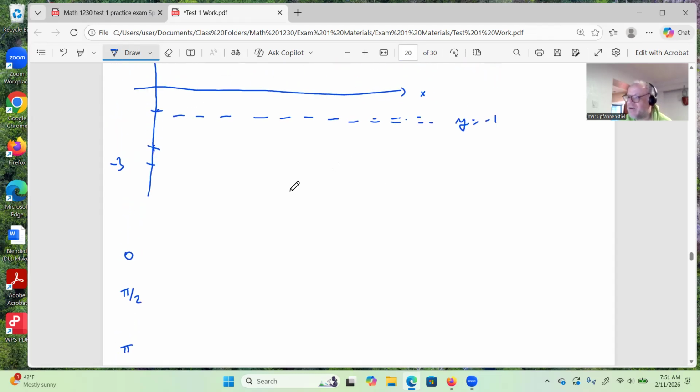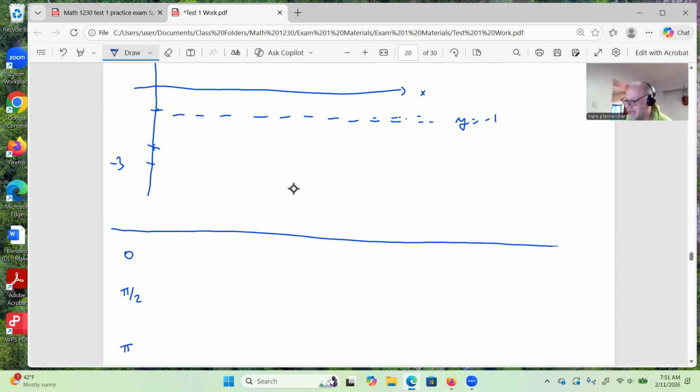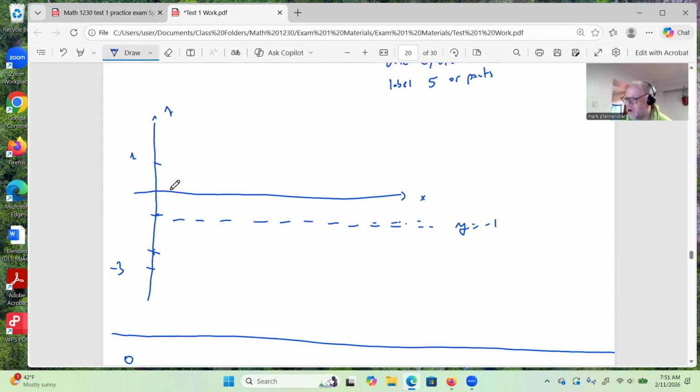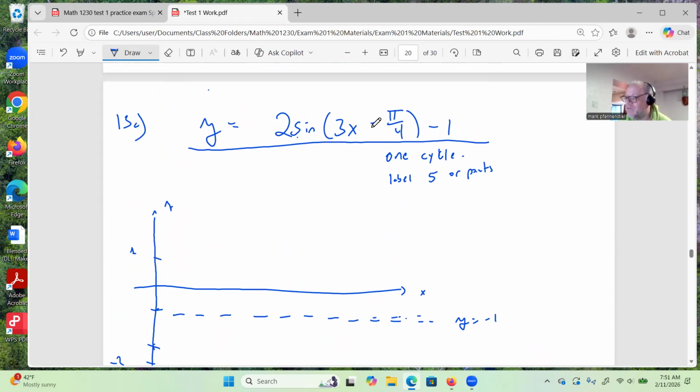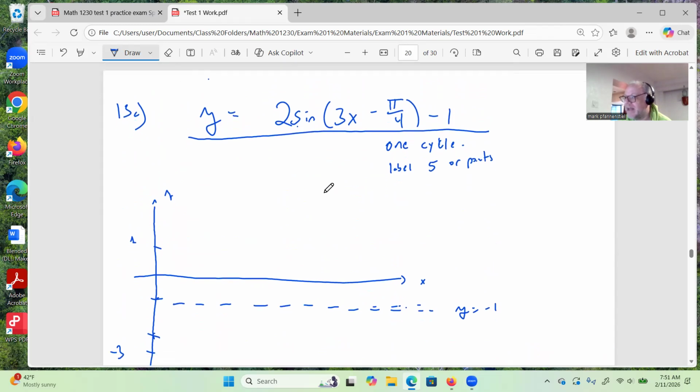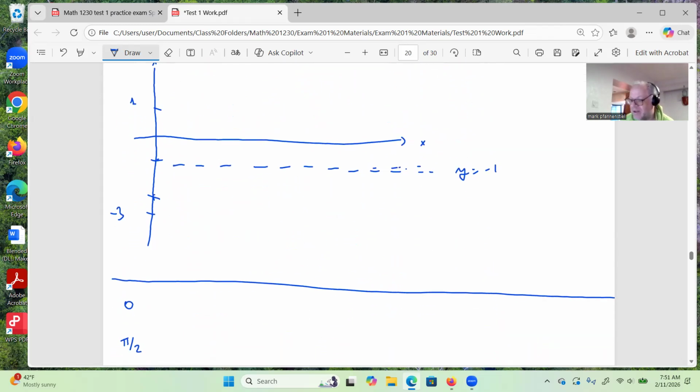So what I'd like to do is figure out what x has to be so that my argument is going to be 0. I want this thing in the middle to be 0. How do I make that happen? Let's set 3x minus pi over 4 equal to 0 and see what x has to be. So we can say 3x is equal to pi over 4. We'll divide both sides by 3, so we have x is equal to pi over 12.